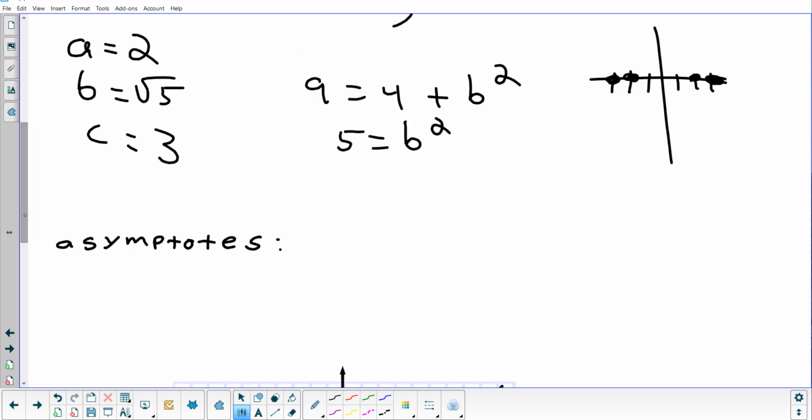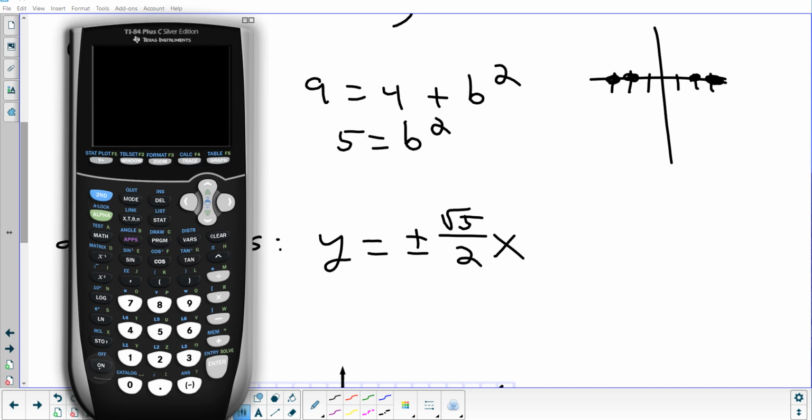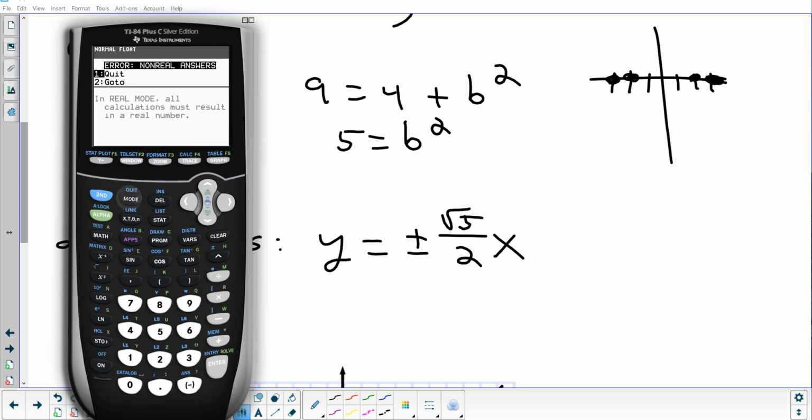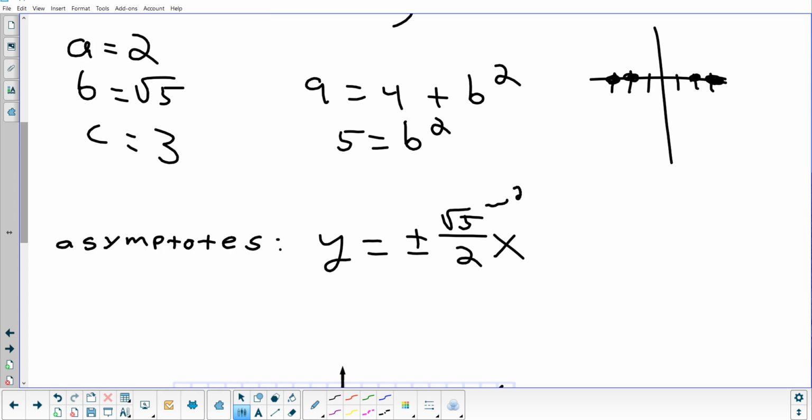Now, let's write down the asymptotes. Y equals plus or minus. What's the formula for the slope when it's horizontal? What goes in the top and what goes in the bottom? Yep. Plus or minus B over A times X. B in the top, A in the bottom. B is the square root of 5. A is 2. Now, for graphing purposes, it would be helpful if I know what the square root of 5 is. I think it's about 2.2. Let's just write that down. Square root of 5, yeah, it's about 2.2. So that's just for me to remember when I'm graphing. My rise is 2.2 and my run is 2.